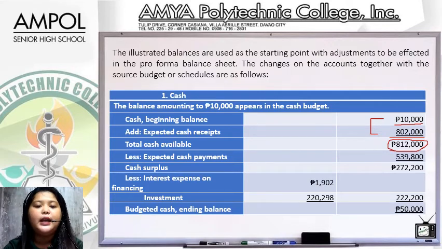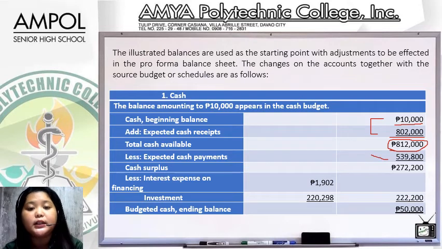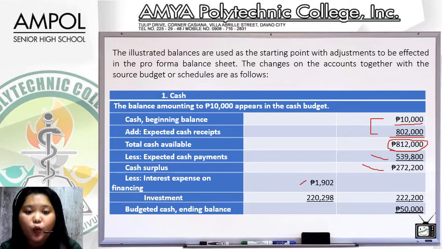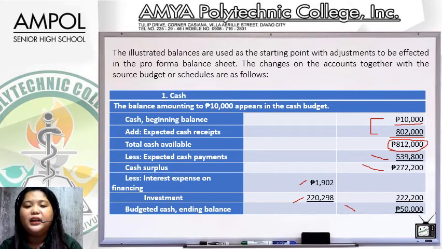812,000. And then the expected cash payments is 539,800. And then the cash surplus from a while ago is 272,200. So the interest expense on financing is 1,902. And then the investment is 220,000. So the budgeted cash, or ending balance, is this. Okay.